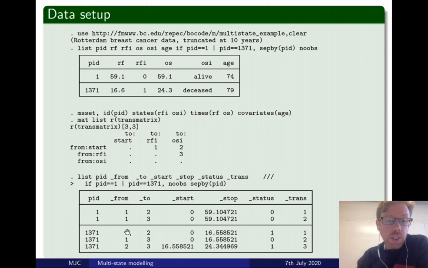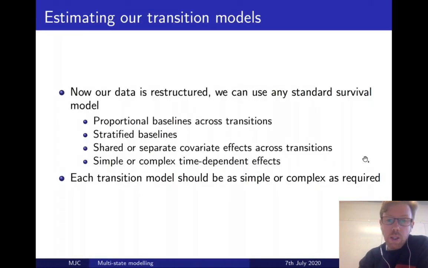Second patient, again, starts in state 1 at time 0, could go to 2, could go to 3. They had a relapse at 16.5 months, so they were censored for that direct transition to death, but they experienced a relapse. So we get a new observation. They start in state 2 now, at the time of relapse, and they're now at risk of death following relapse, which they did, after 24 months. So this observation, of course, contributes to transition number 3. Okay, so now our data is restructured.